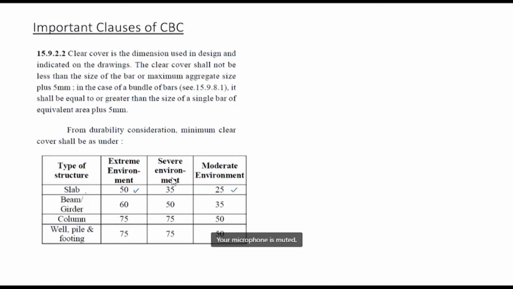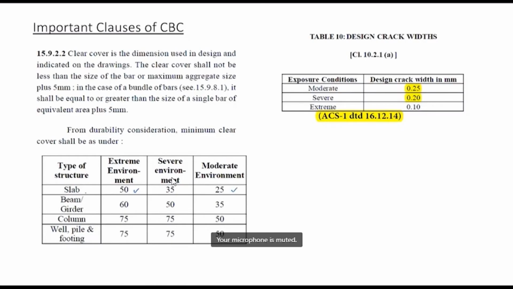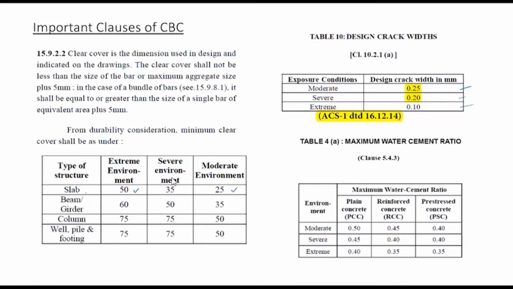This will also restrict the crack width depending on the environmental condition. In case of moderate environmental condition, the maximum crack width should not be more than 0.25 mm. For severe, it should not be more than 0.2 mm, and for extreme condition not more than 0.1 mm. So as we increase the severity of the exposure condition, we are restricting the maximum width of the crack. We have also restricted the maximum water cement ratio, given in clause 5.4.3 and Table 4A. You can refer to this also.